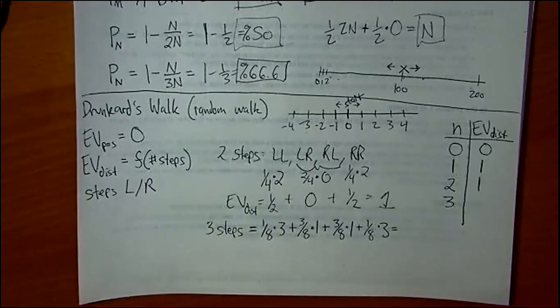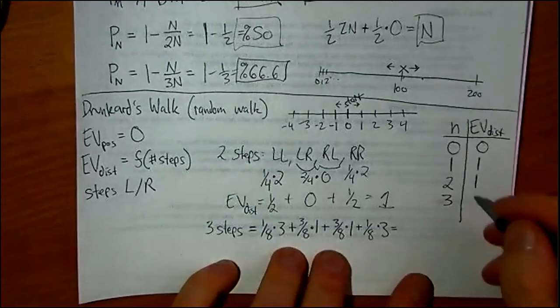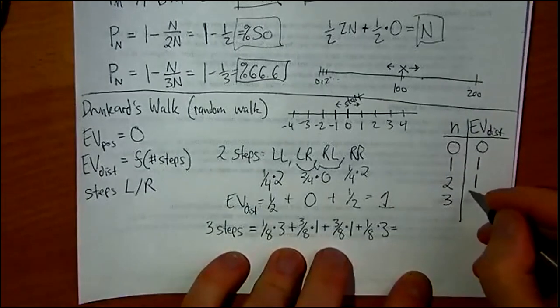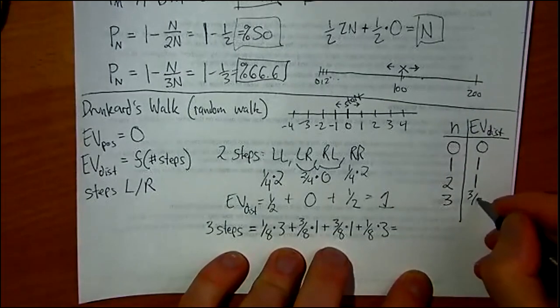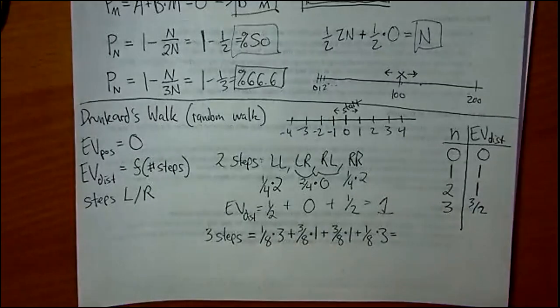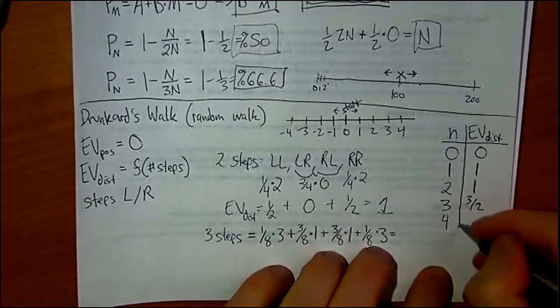Good, 3/2, right? 12/8 is 3/2. Beautiful. So not really a maximum in the triangle exactly, right? Let's try one more, just one more. Let's try it for 4.